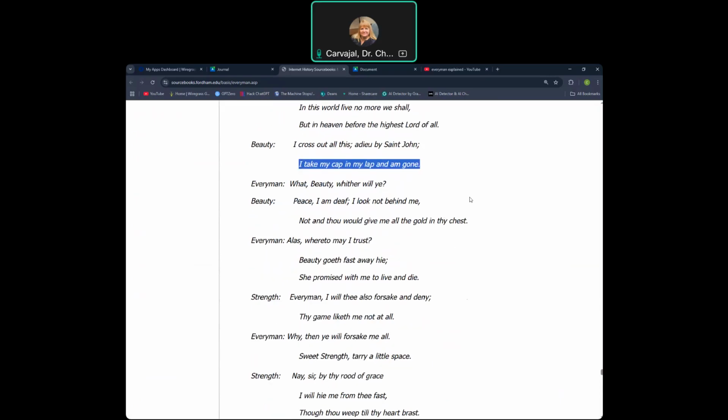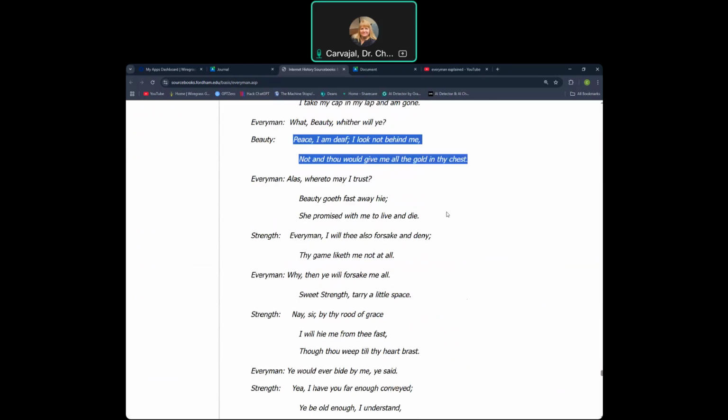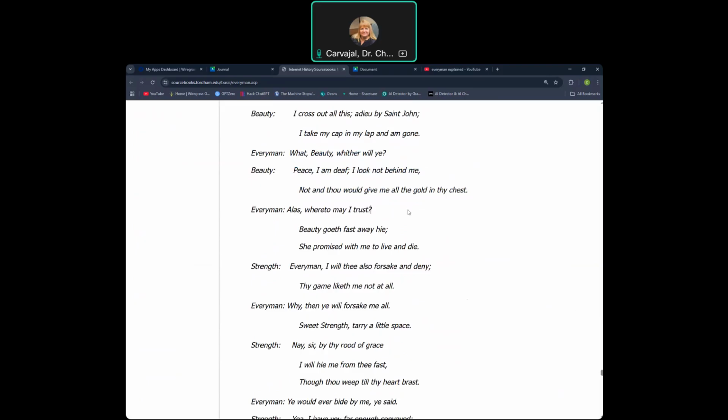Beauty will leave him. Because remember, your body, is it going to stay pretty? Nope. It goes in the grave and then it gets all icky and the worms eat it. So no, you don't get to keep beauty. And she goes, "Peace, I am deaf. I look not behind me, not though thou would give me all the gold in thy chest." So in other words, no, I'm not going in the grave with you. And he goes, but you said you'd go. She promised with me to live and die.